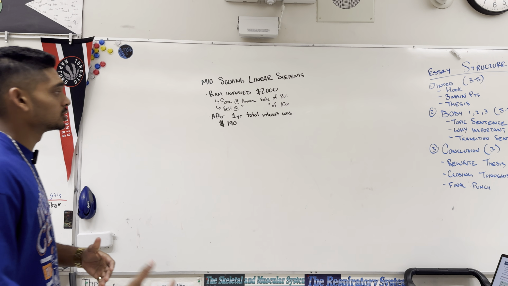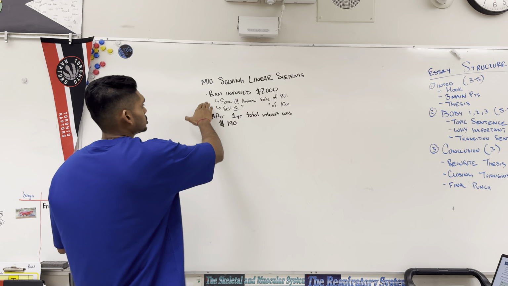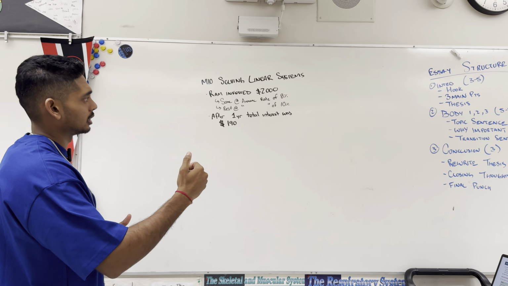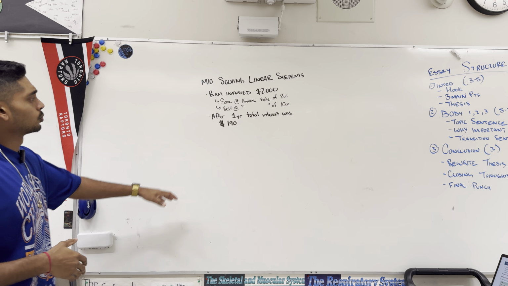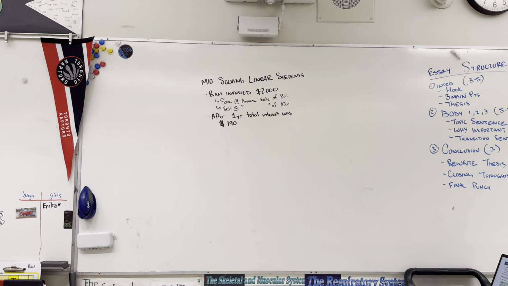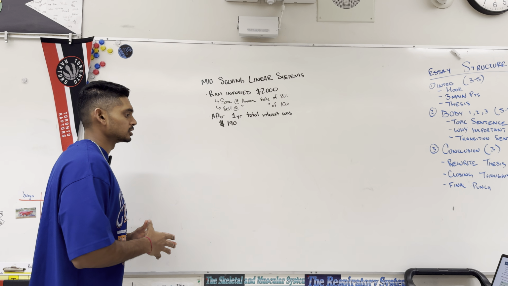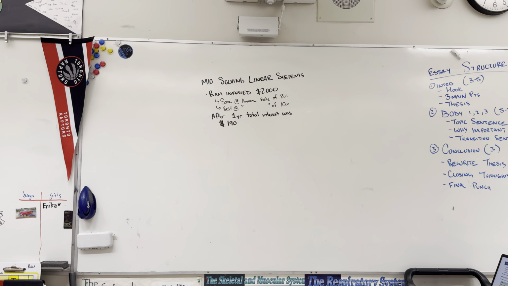All right, solving linear systems with a real world problem. Mr. Ram invested $2,000, some at an annual interest rate of 8%, and the rest of it at an annual interest rate of 10%. After 1 year, total interest gained was $190. Now the question in your textbook or your test might state, how much did Mr. Ram invest at each interest rate?